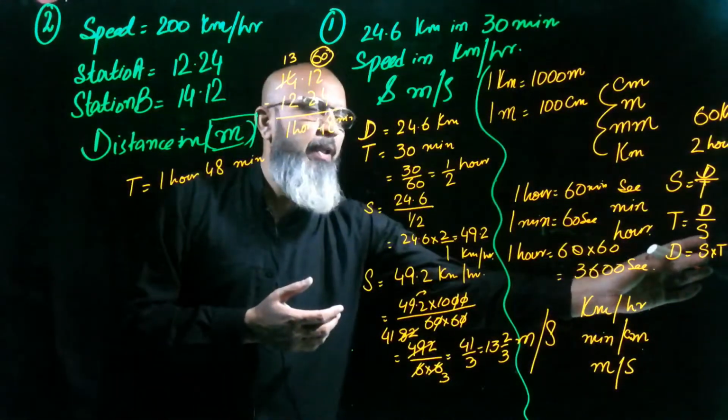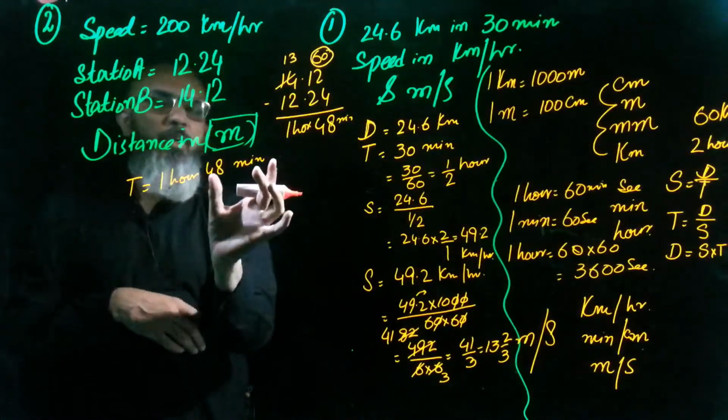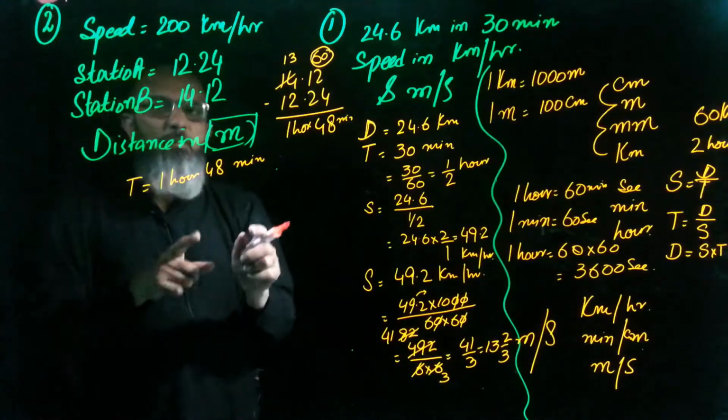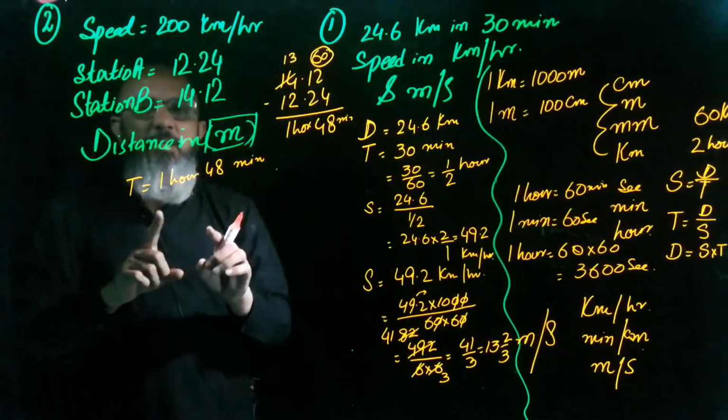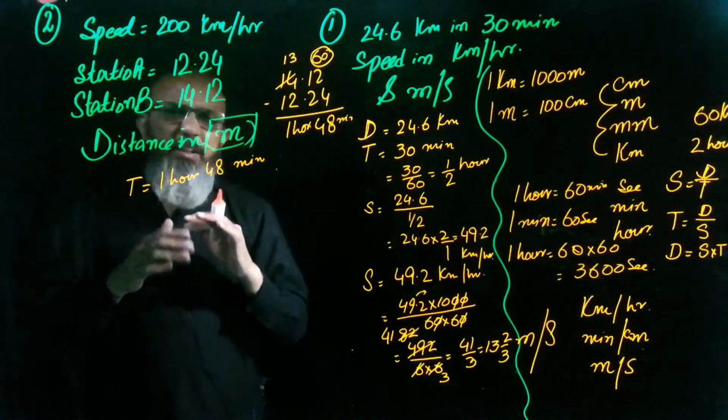Distance is equal to speed multiplied by time. We have the speed, we have the time, we can calculate the distance. But he said find the distance in meters. Find the distance in meters. So it's up to you.